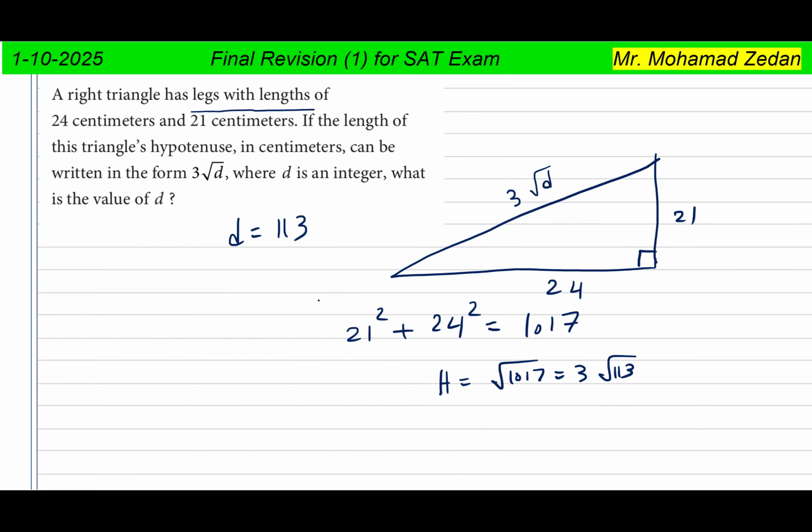Very simple, so d is 113. Of course, you write the answer without the radical sign, just write 113, the value of d.